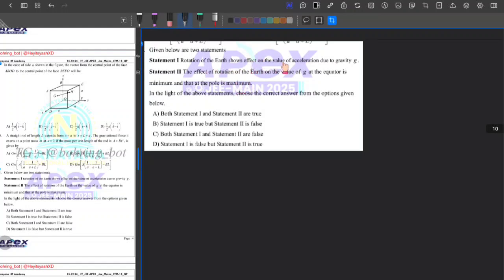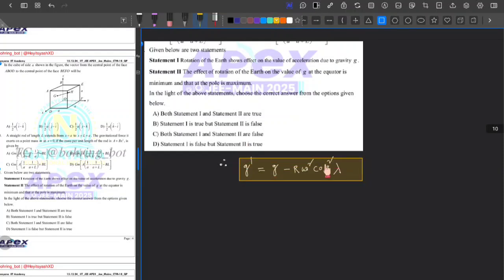Rotation of Earth shows effect on the value of acceleration due to gravity g. Of course that will show, if you remember the formula. Due to rotation, g dash is equal to g minus R omega square cos square lambda, where lambda is the latitude. So g minus R omega square cos square lambda, or cos square theta also, no issue. That is the formula you have to keep in mind for the effect due to rotation.